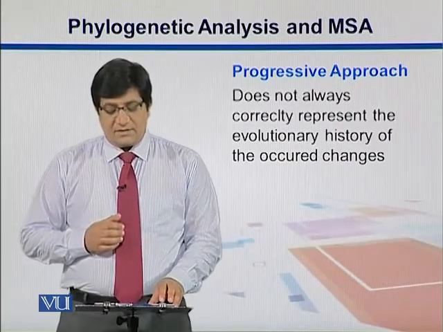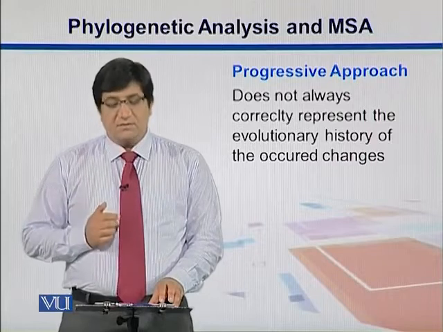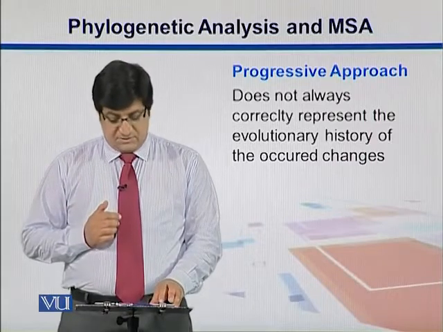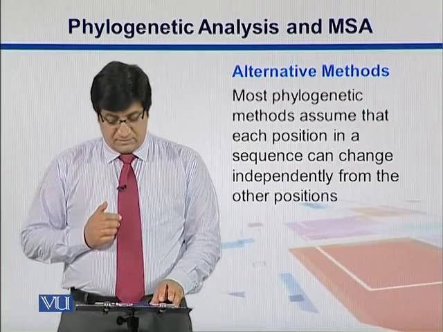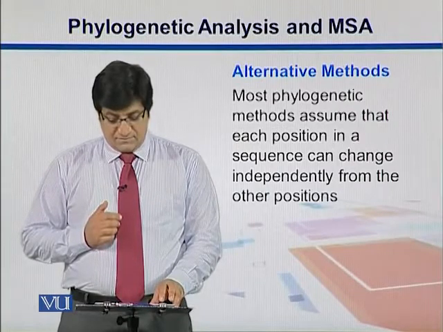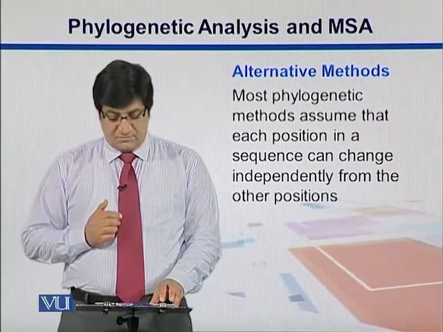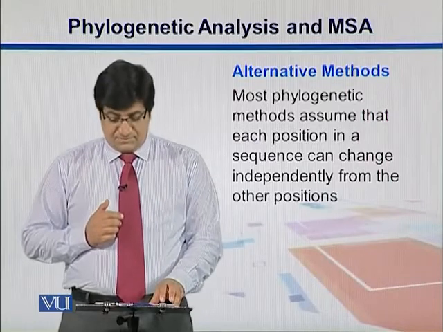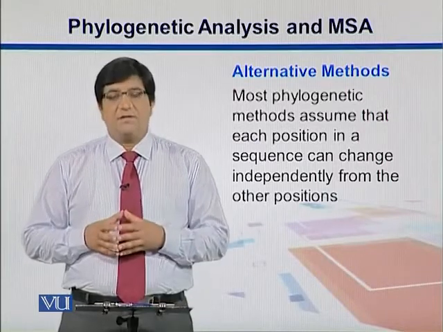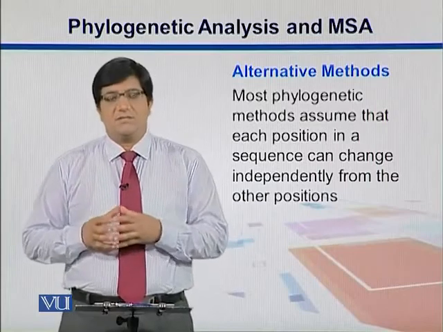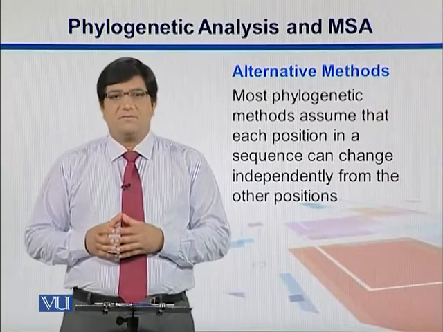But it does not correctly represent the evolutionary history of the changes which have occurred. And there are alternatives. Most phylogenetic methods assume that each position in a sequence can change independently from the other positions. So there is independence between different sequence positions.